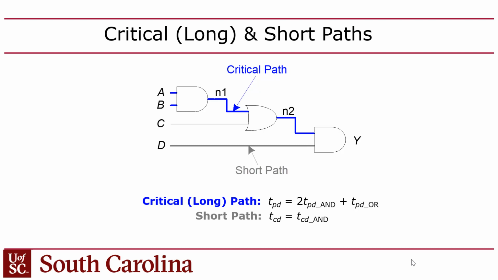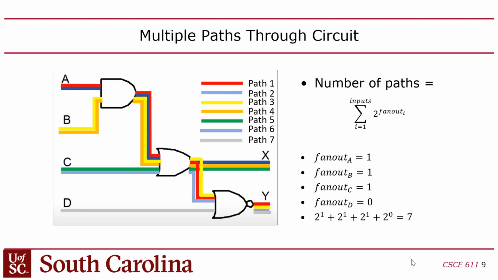So, in this case, we've got A and B passing through 3 gates in series to get to the output, whereas D only passes through 1 gate. And A and C passes through 2 gates. So A and B to Y is the critical path delay, or as the book calls it, the long path. And then the short path is D to Y. You guys with me? Okay. So I mentioned that sometimes the number of paths through a circuit could be quite large depending on how many fan-outs you have. A fan-out is when an output of a gate connects to inputs of multiple gates, right?